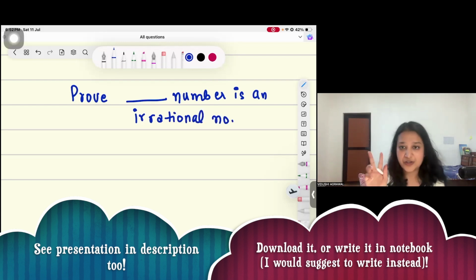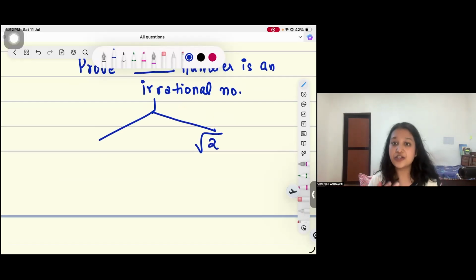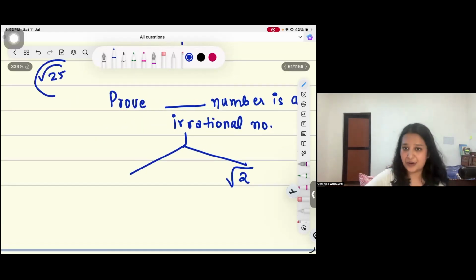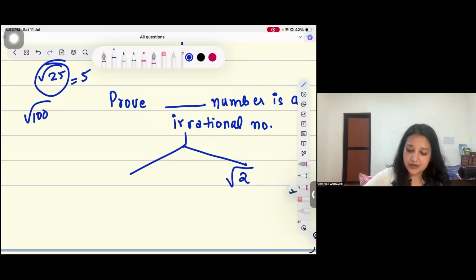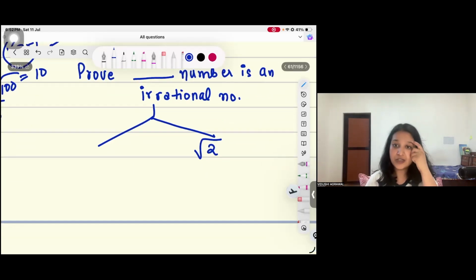Only two types of questions will be there in that. Divide this in two types. What is an irrational number? Anything under a root which is not a perfect square. Like root 25 is not irrational because root 25 is 5, or root 100 is 10. Irrational numbers are weird numbers which cannot be solved further. So two types of questions will be asked.